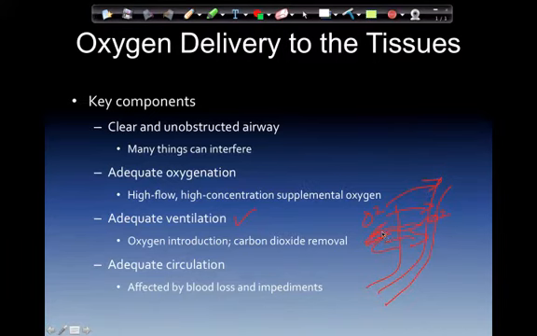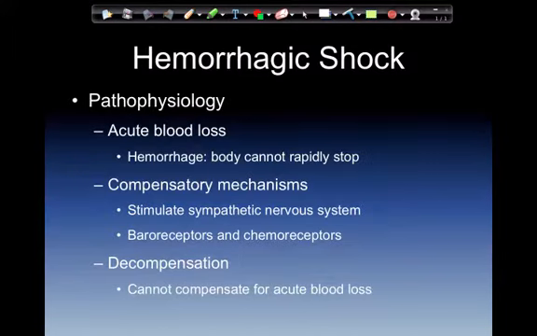High amounts of CO2, or lots of building blocks, will create a considerable amount of carbonic acid, which will alter the patient's acid-base balance. Adequate circulation is affected by blood loss. If we lose all of our formed elements, we have nothing to carry the oxygen with.